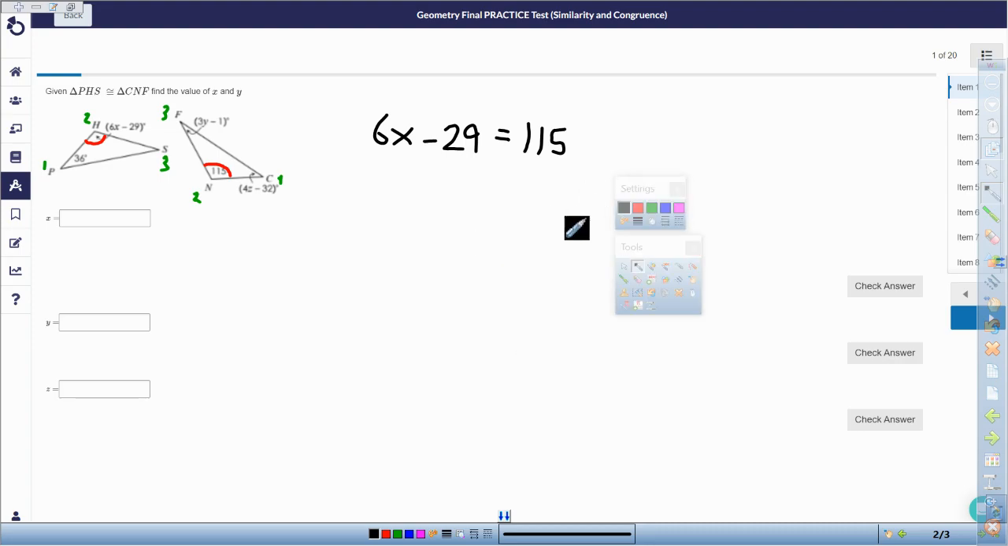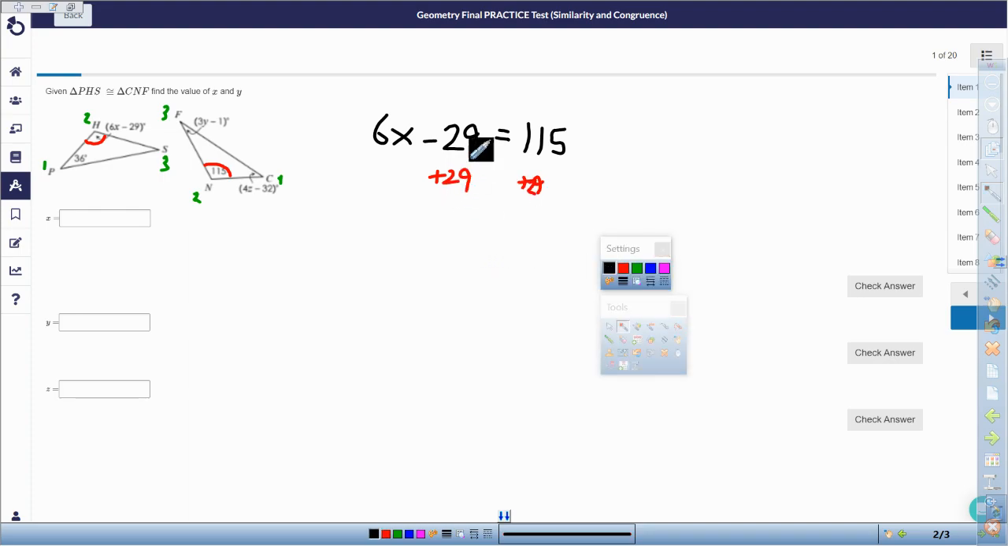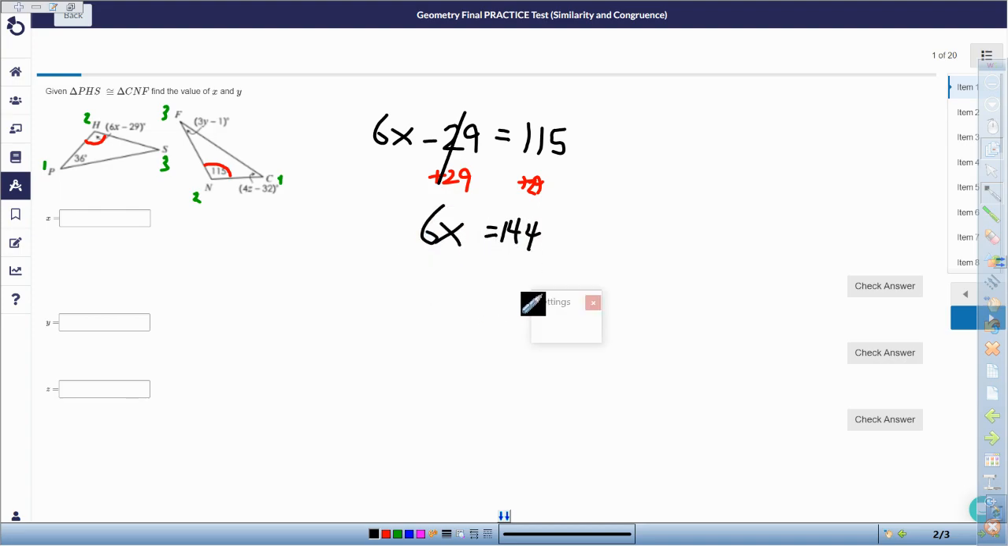That's the big thing. From here, I'm hoping the two-step equation's really quick. You can add 29 to both sides. So 115 plus 29 gives me 144. So I got 6x equals 144. And then from here, you can divide by 6. And it looks like we're going to get x equals 24. So go ahead and put that in here. On the practice test today, you can check all of your answers and see if it's right. I'm assuming that one is.